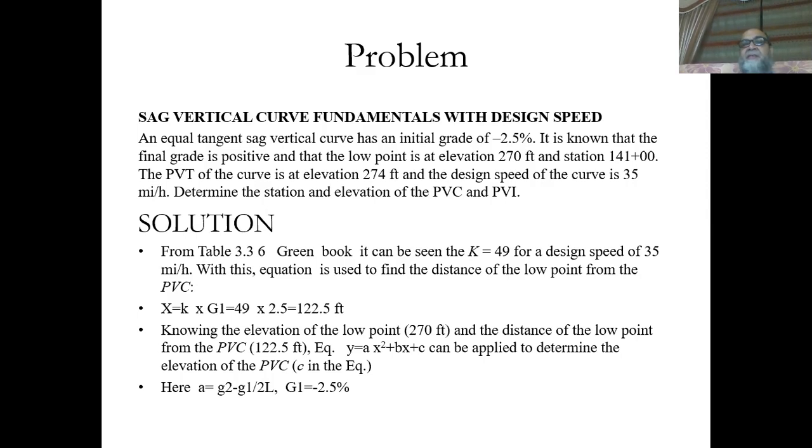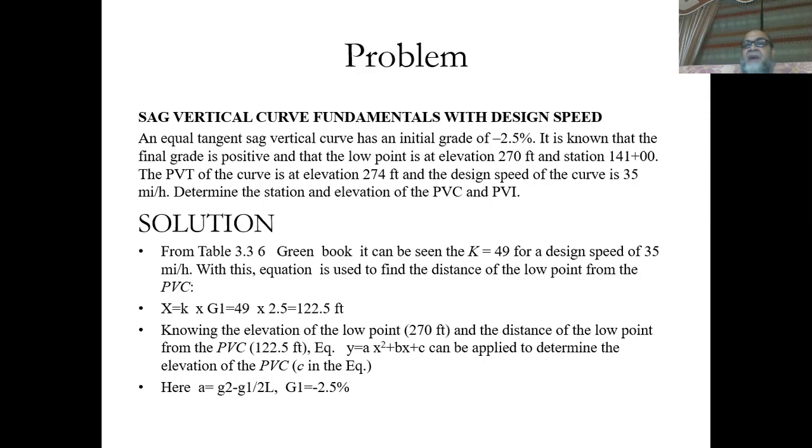Our objective is to determine the station and elevation of the point of commencement of vertical curve, that is PVC, and point of intersection of vertical curve. From the statement, since it says there is a minus 2.5, obviously there is a downgrade, and it is said that the final grade is positive, so it means the downgrade meeting an upgrade. That's why I say this is a sag curve, and now we need to solve it.